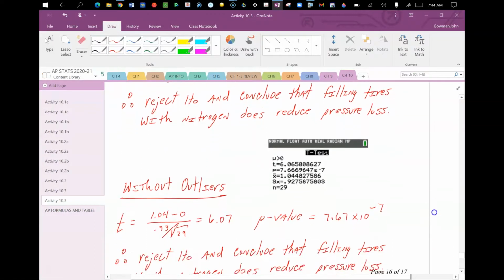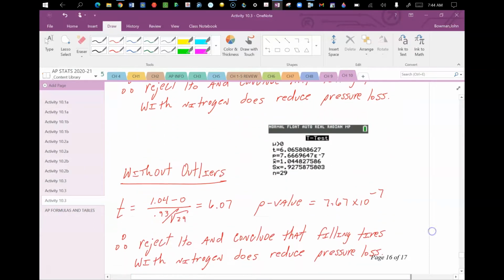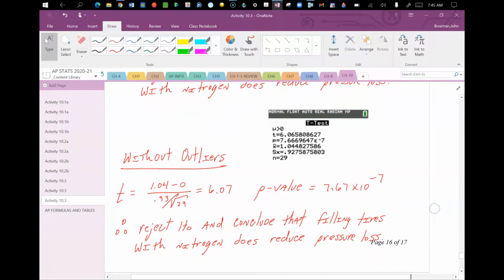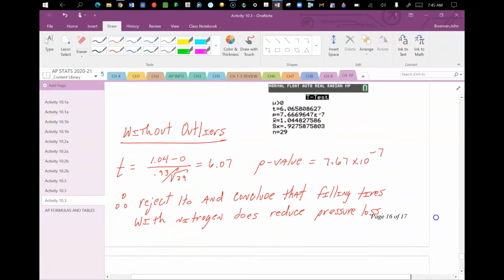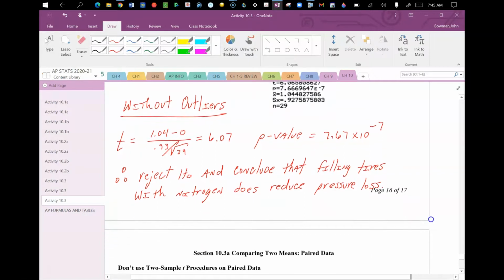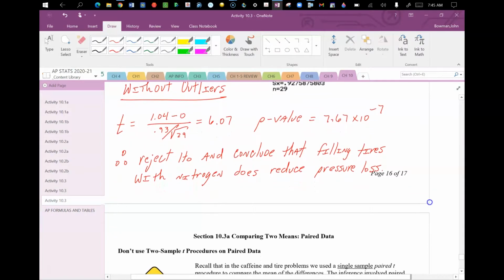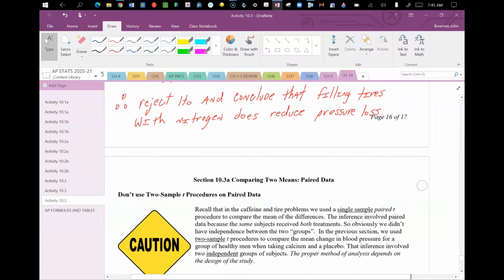If you took the outliers out, you would get a test statistic of 6.07 and a p-value of 7.67 times 10 to the negative 7, also very small. We would still reject the null hypothesis and conclude that filling tires with nitrogen also reduces pressure loss. So even if those were bad measurements, we would still come to the same conclusion.